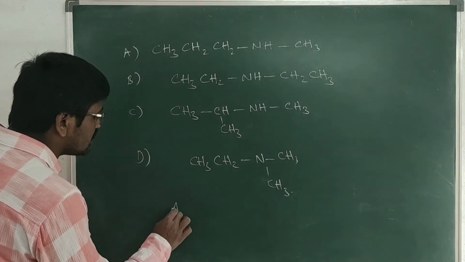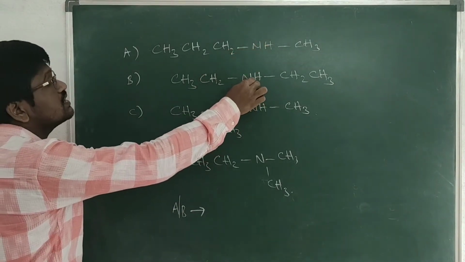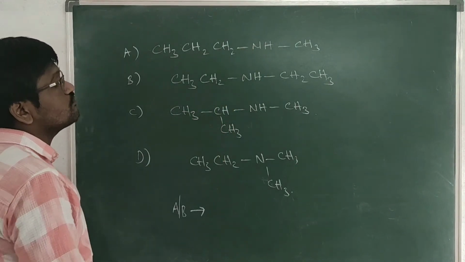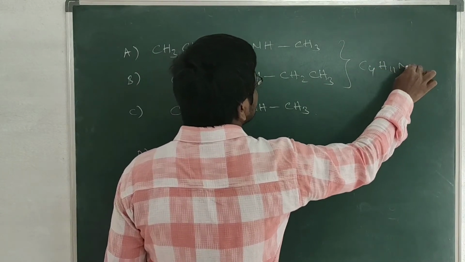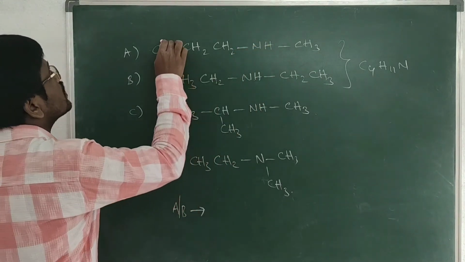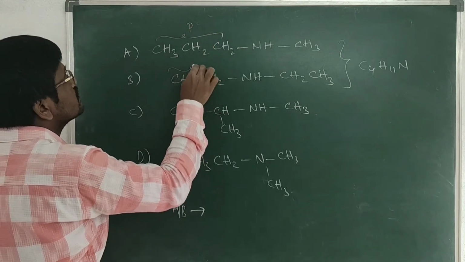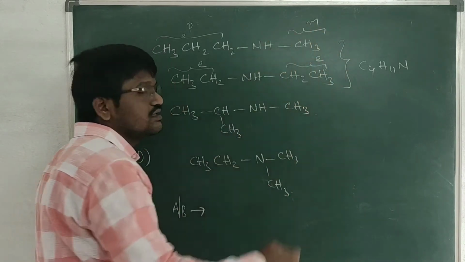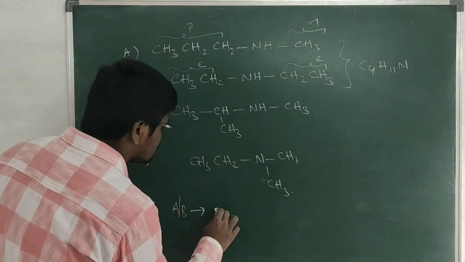If you consider A and B, these have the same molecular formula, C4H11N, and the same functional group, secondary amine, but the alkyl groups attached to the functional group differ. This is propyl on the left side, this is ethyl on the left side, this is methyl on the right side, this is ethyl on the right side. So the alkyl groups attached to the functional group are different. So these are considered metamers.